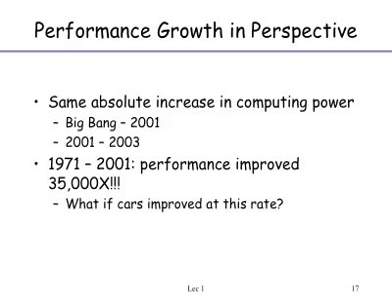1946, right? The first ENIAC, the big machine. But if you measure the computing power from 2001 to 2003, you get the same absolute increase in computing power, okay, compared to the Big Bang through 2001. And from 1971 to 2001, the performance improved by over 35,000 times. Well, what if cars could improve at that rate? We could ride a car and go to the moon in a split second.